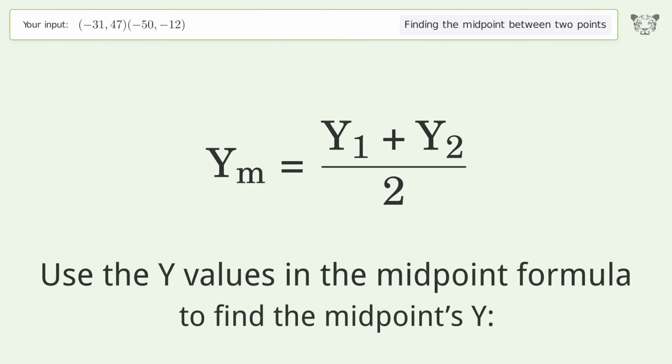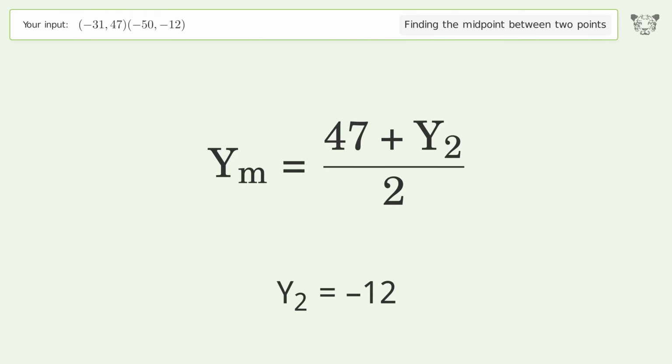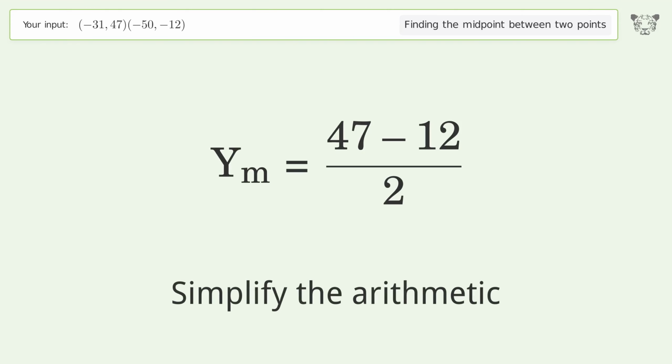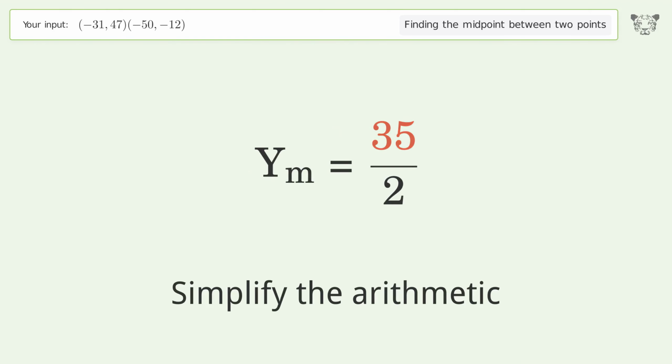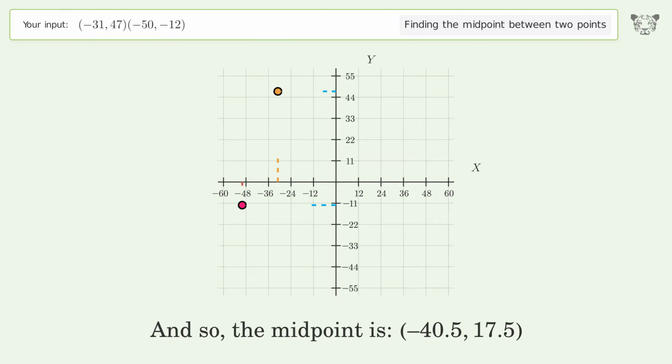Use the y values in the midpoint formula to find the midpoint's y. y1 equals 47. y2 equals negative 12. Simplify the arithmetic. And so, the midpoint is negative 40.5, 17.5.